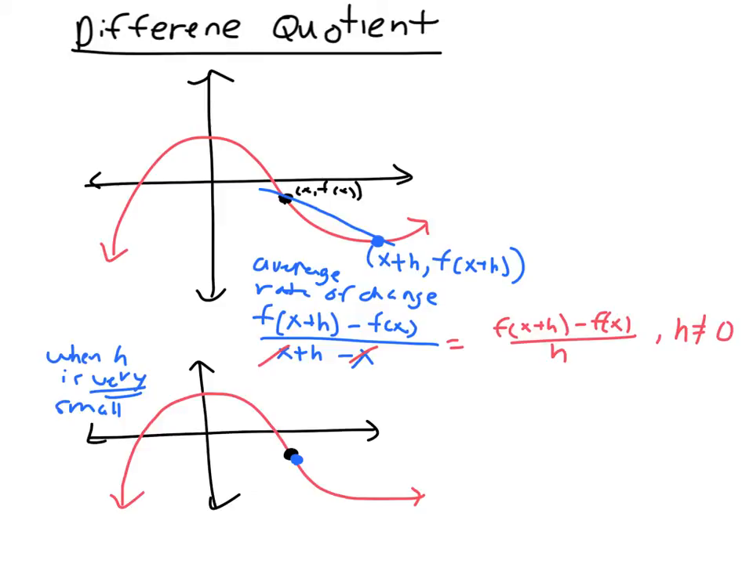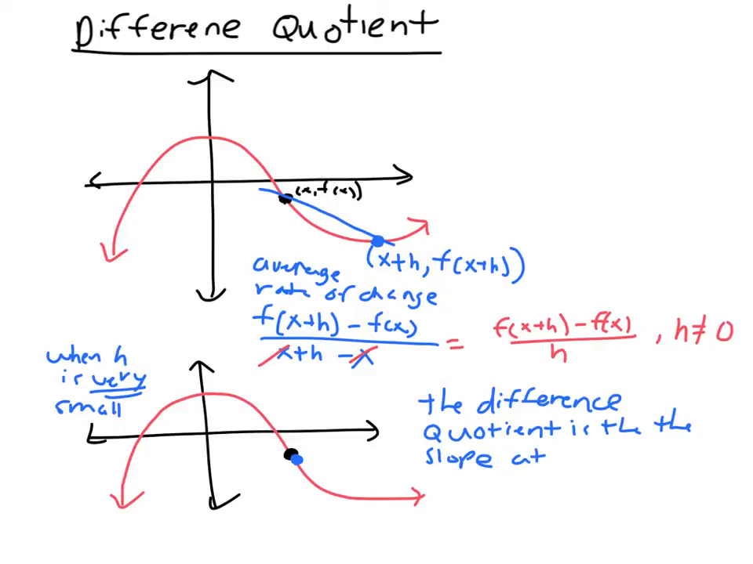And then the difference quotient, let me write this. This is a very important point. So the difference quotient, when h is really, really small, is basically the slope at a particular point on the graph.